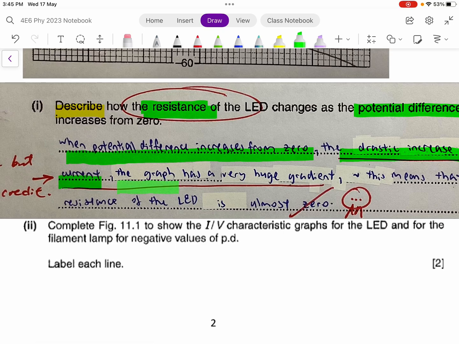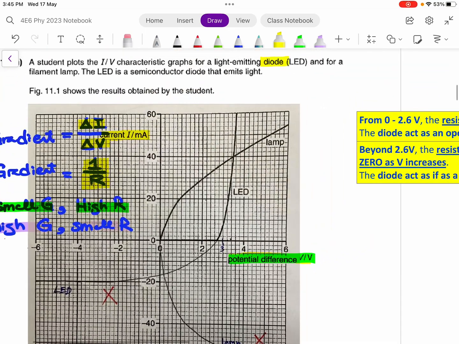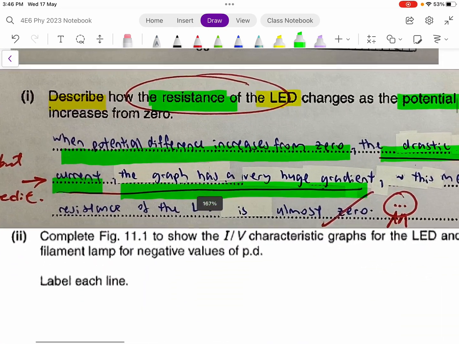The gradient has a very huge gradient. Which part of the graph are you referring to? If you look at what the question referred to, they want you to look at the LED. So if you look at the LED, there are two parts of the graph. This yellow part followed by this green color part. So which is the part with the huge gradient? He didn't specify, you see?